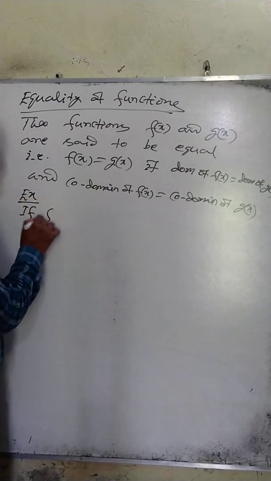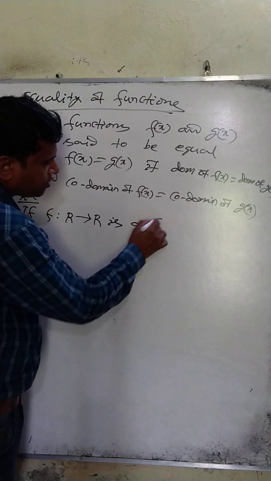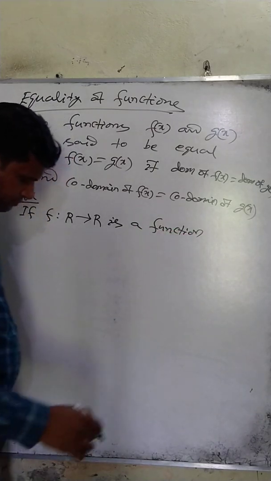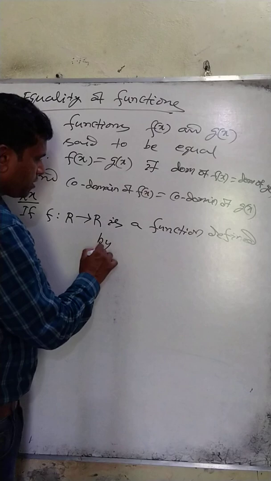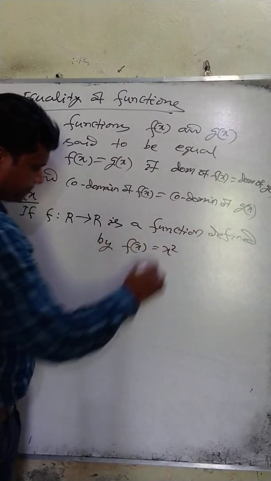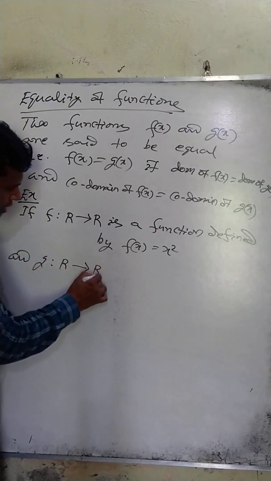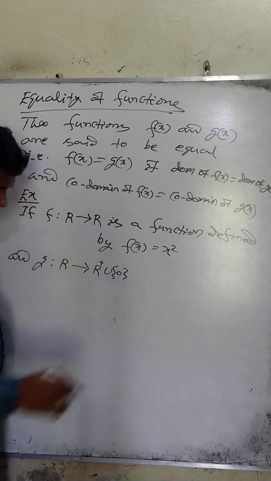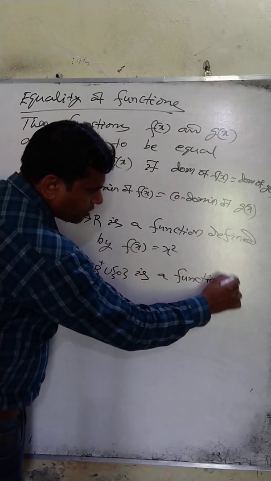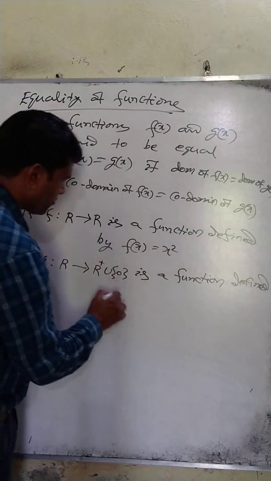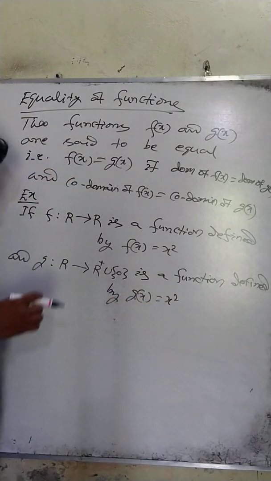Example, if f from R to R, real number to real number, is a function defined by f of x equal to x square, and g is a function from R to R plus union 0 defined by g of x equal to x square.